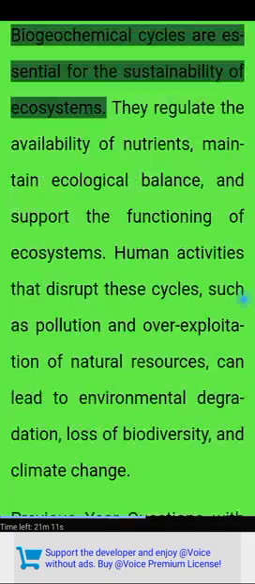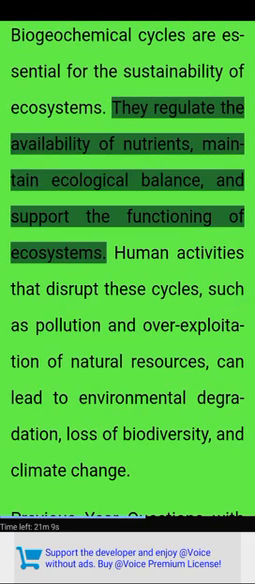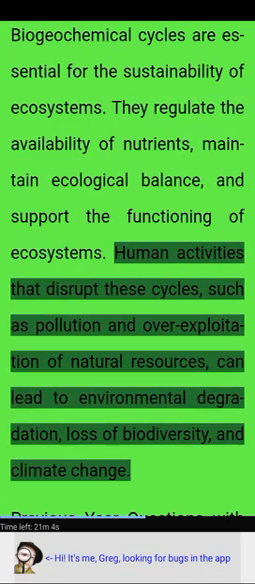Importance of biogeochemical cycles. Biogeochemical cycles are essential for the sustainability of ecosystems. They regulate the availability of nutrients, maintain ecological balance, and support the functioning of ecosystems. Human activities that disrupt these cycles, such as pollution and overexploitation of natural resources, can lead to environmental degradation, loss of biodiversity, and climate change.